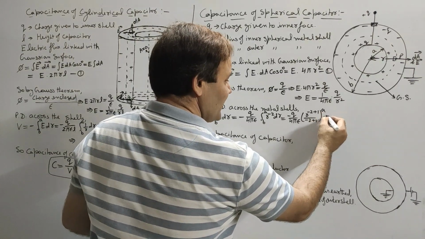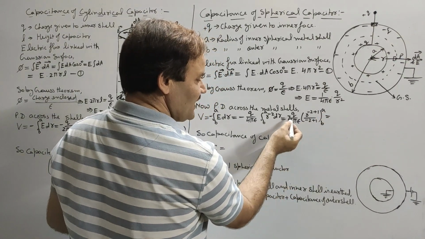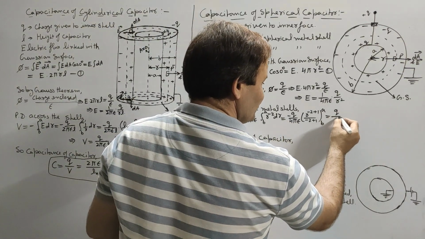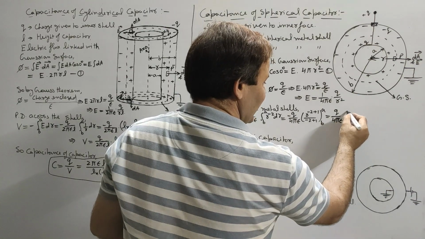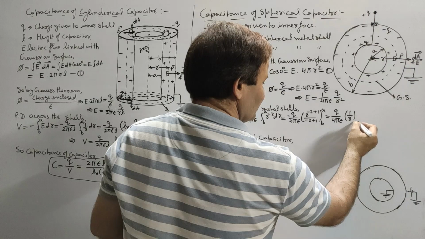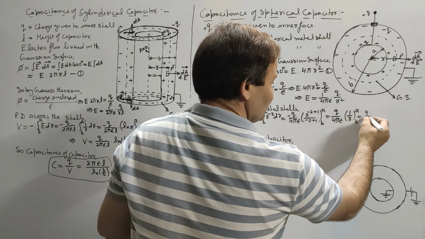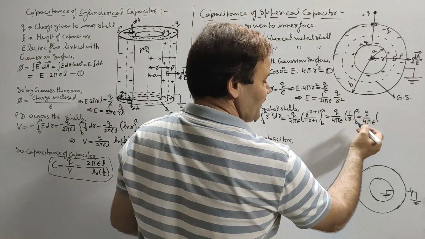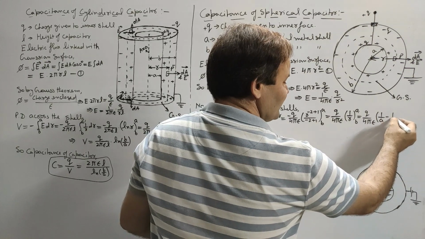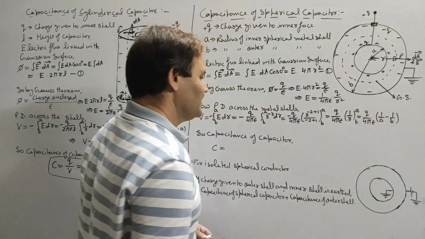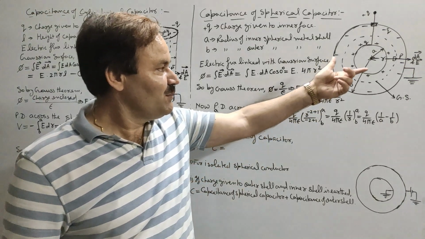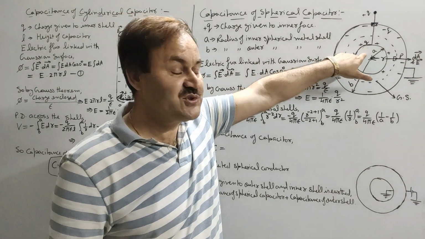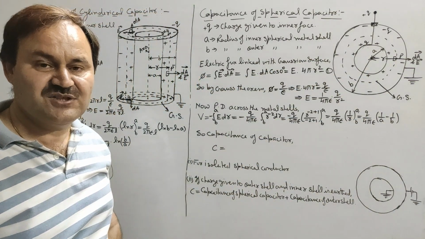Limits will be from B to A, minus of minus 1 upon r, and this minus will get cancelled, and we will be left with Q upon 4 pi epsilon and 1 upon r from B to A. This is equal to Q upon 4 pi epsilon and 1 upon upper limit, so 1 upon A minus 1 upon lower limit B. This will give the potential difference produced across the plates of spherical capacitor when charge plus Q will be given to its inner shell.